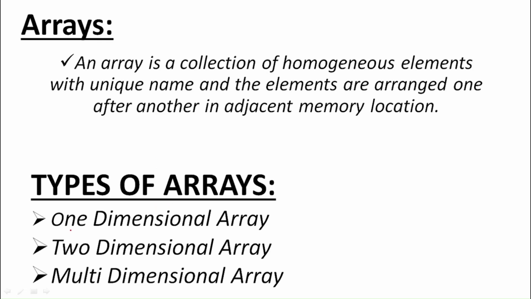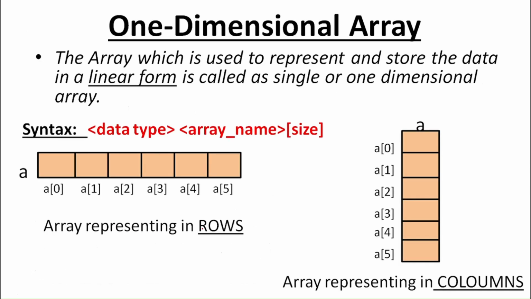Now let's start to check out the types of arrays. First, the one-dimensional array. What is a one-dimensional array? The array which is used to represent and store the data in a linear form is called a single or one-dimensional array. In a linear form, which means we can store the data in only one single row or only a single column. It can be either in rows or in columns, but not both rows and columns. This is called a one-dimensional array.